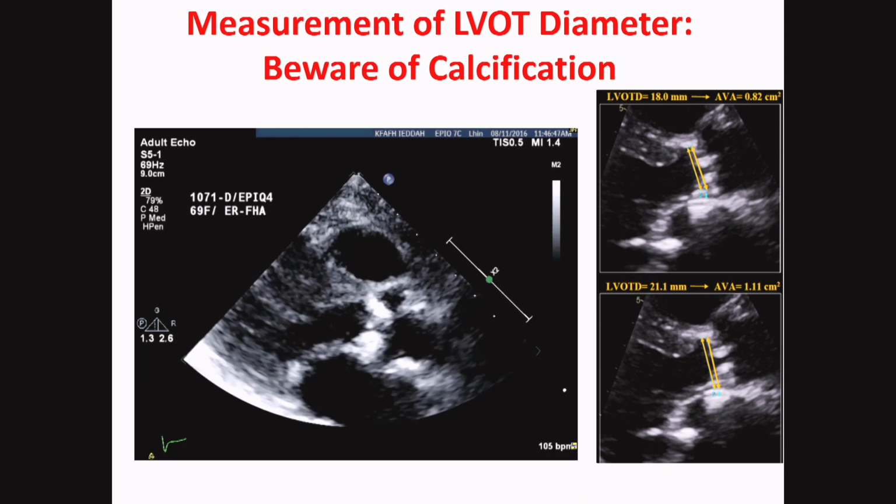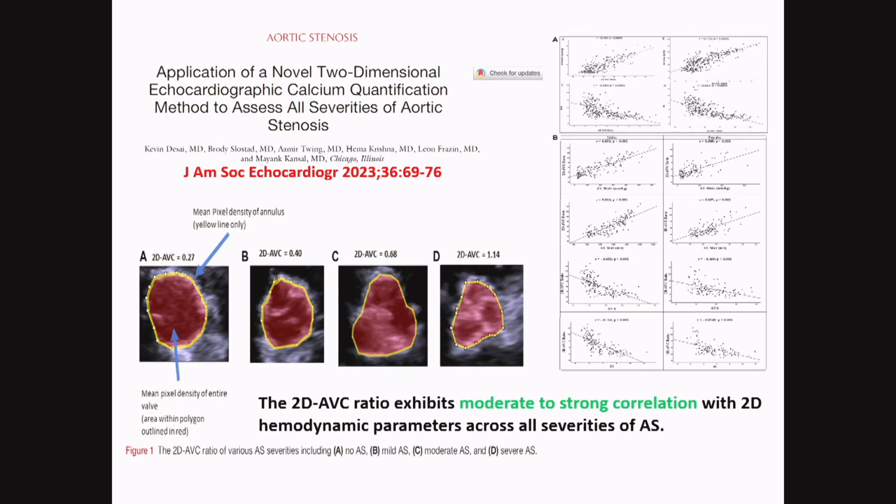This is very important because that can affect, of course, the aortic valve area. In 2023, in JACC this month, there is a novel application of a 2D calcium quantification method. This is software in the machine that measures the mean pixel density of the entire valve in relation to the mean pixel density of the annulus here. It shows the ratio: the higher the ratio, the worse the aortic stenosis.